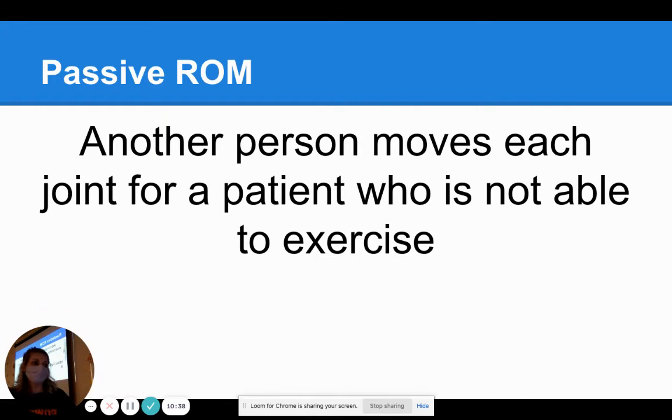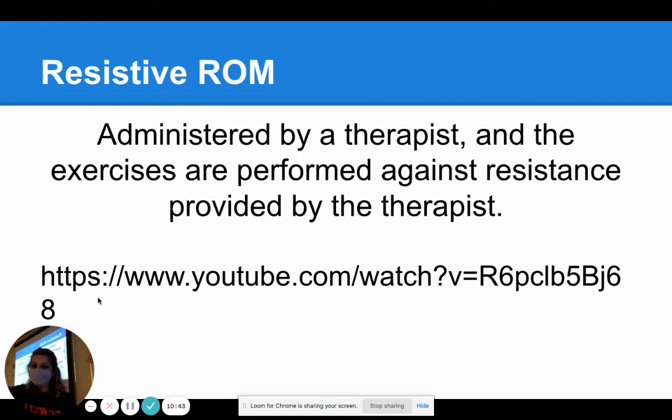And then the last one is resistive. This is administered by therapists, and they provide resistance. A really good example is, to test your strength, they'd say, hold your arms up, and then they'll say, okay, I'm going to push down, and I want you to resist me pushing down on your arm. So they're providing resistance, but they're also doing range of motion. So providing resistance, I guess, is the best way to understand that one.